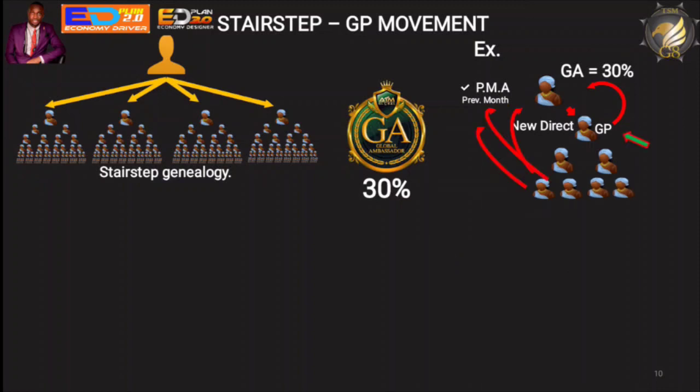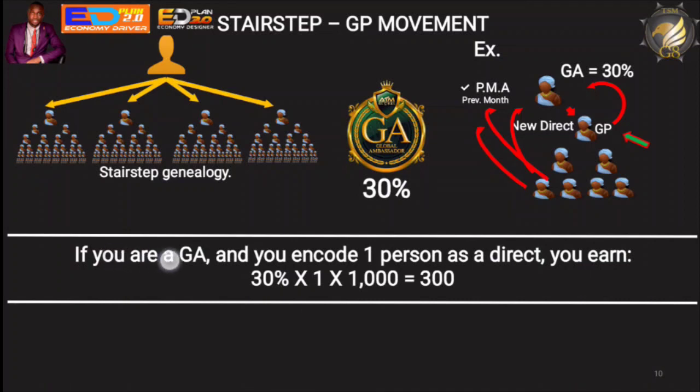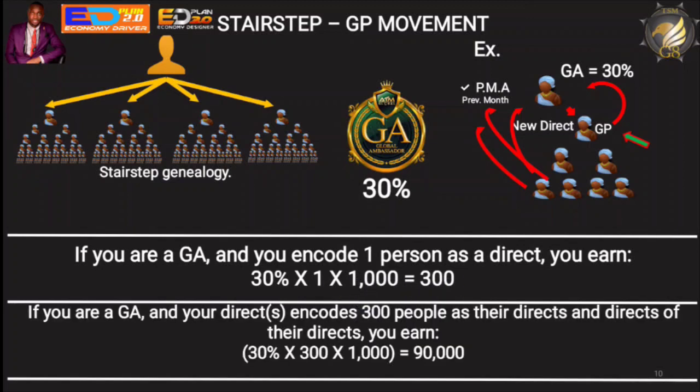Now, in that same month, this person here has been able to grow this team. You're going to earn that amount. So if you're a global ambassador and you encode one person as a direct, you earn 30% times one person times 1,000 Kenyan shillings of the stair step value, which is 300 Kenyan shillings extra. Now, if you're a global ambassador and your directs encode 300 people in that month as their directs and directs of their directs, you will earn 30% times 300 people who joined you, each with one ED 2.0 package that has a stair step value of 1,000 Kenyan shillings. So that is going to be 90,000 Kenyan shillings extra.